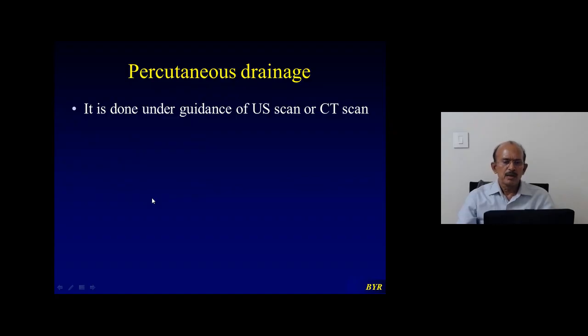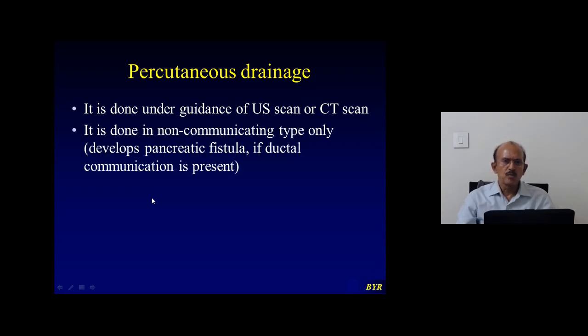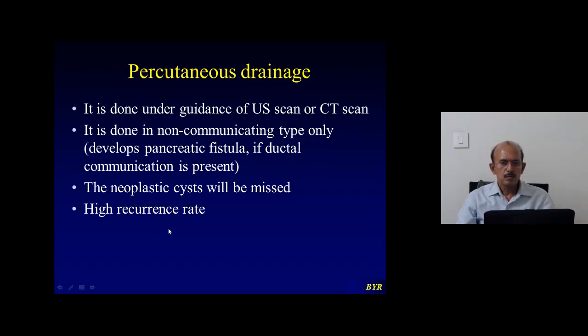So you do an ultrasound scan or CT scan, visualize the cyst, and then you puncture the cyst, aspirate it, or pass a tube. It is done only in the non-communicating type. Otherwise, if it is a communicating cyst, because of communication with the pancreatic duct, there will be continuous leakage of pancreatic enzymes into the cyst cavity because you put a drain, so it results in a pancreatic fistula. Sometimes you may miss a neoplasm by this particular procedure. High recurrence rates, hence it is not practiced.